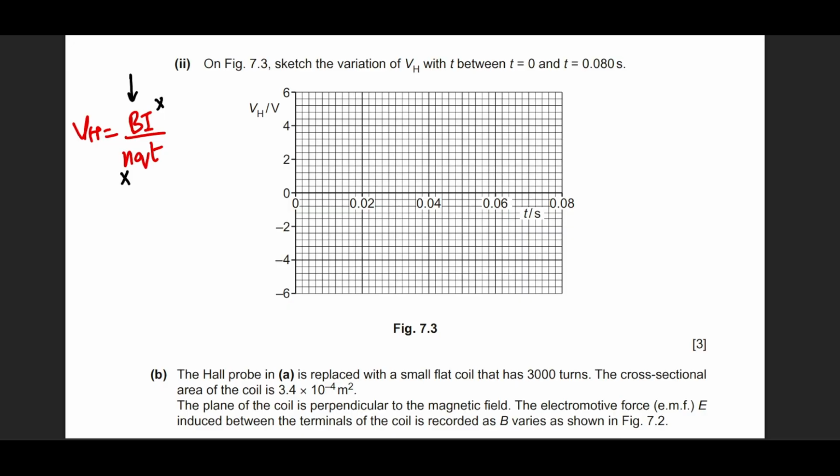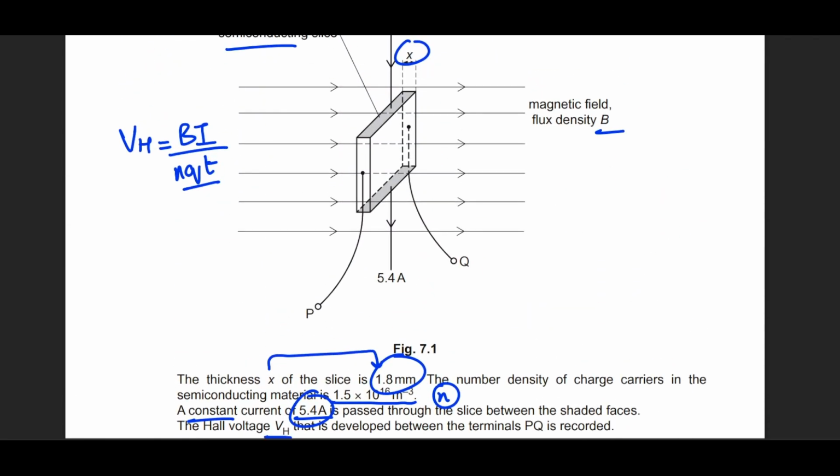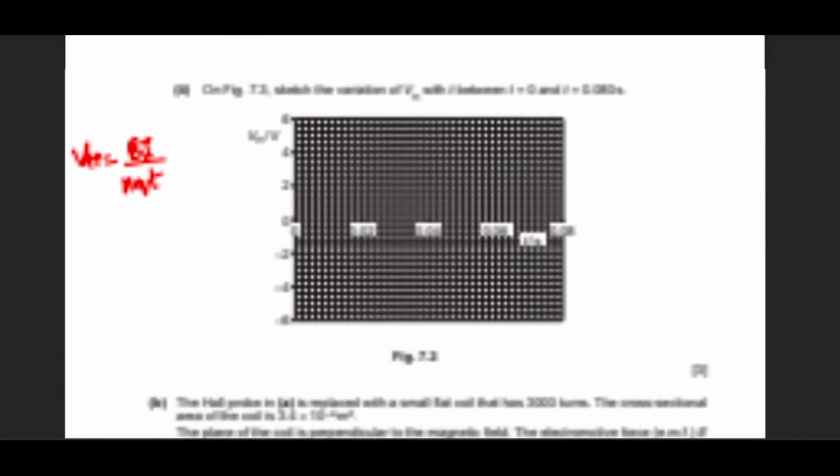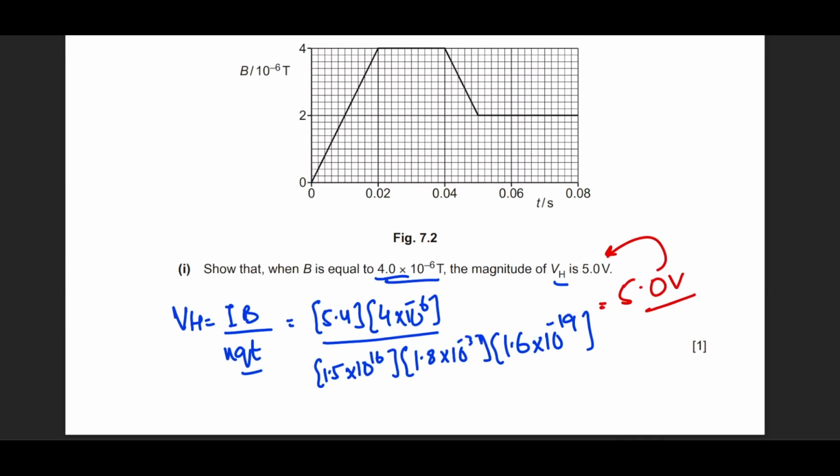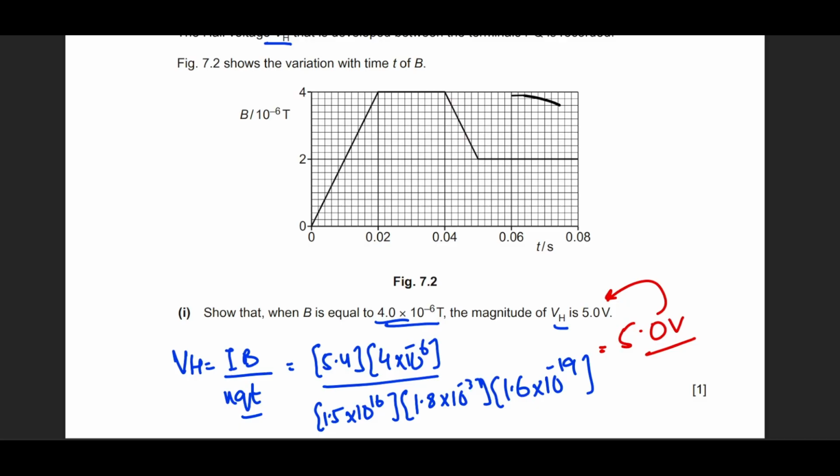The value of N, charge density, is constant, Q is a constant itself, and T is the thickness, which is also a constant value. This thickness is fixed. So really, Hall voltage depends on the strength of the magnetic field. If magnetic flux density changes, Hall voltage changes accordingly. So the shape of the graph will look like this because it's proportional to that, right? But what about the values?